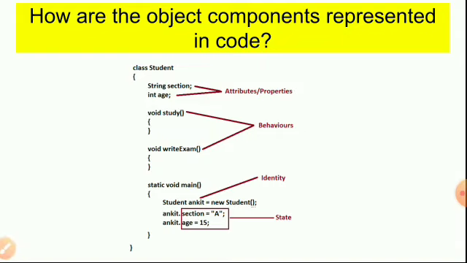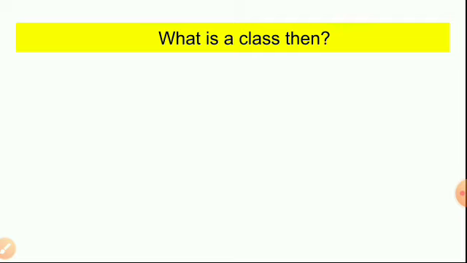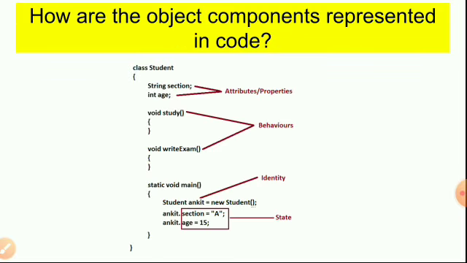Now let's look at the components which we discussed, like attributes, behaviors, and identity, and how they are actually implemented in Java code. You must be able to correlate whatever we have discussed so far in actual coding, not just theoretical understanding. You should be able to translate your concepts into code. That is the final thing we are going to do for this session.